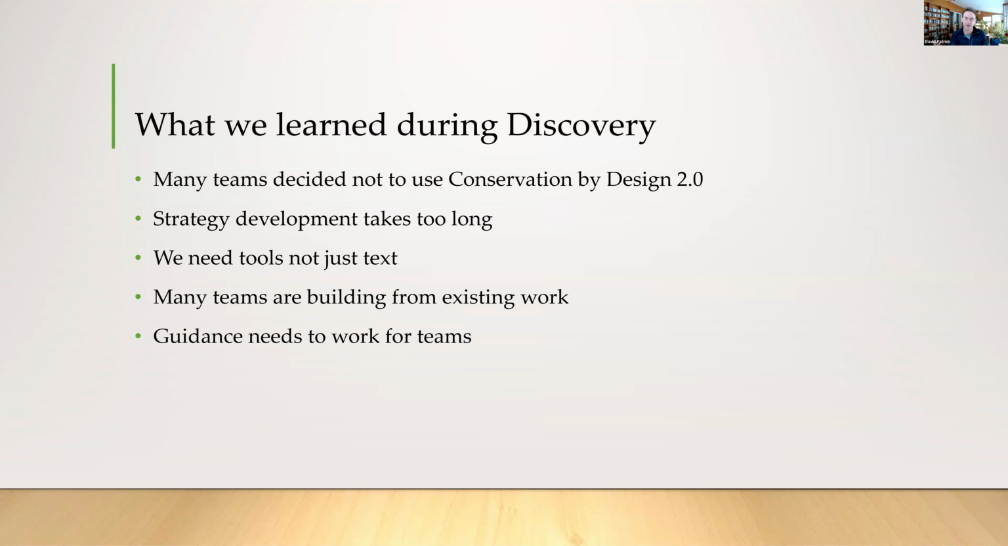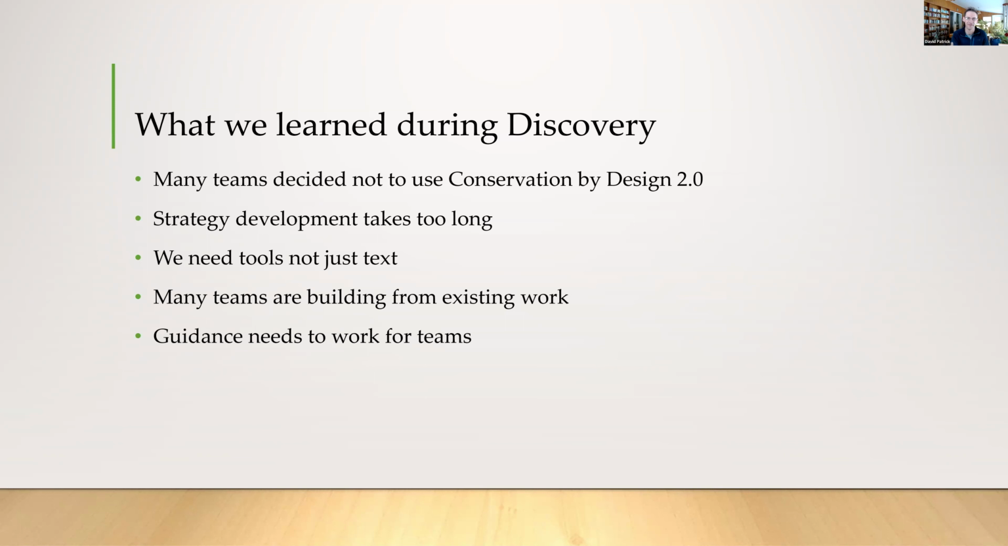So we learned a lot, as you might imagine, in that discovery process, but I'd like to pull out a few of the key points here that really informed the work to update the guidance. So the first was pretty straightforward. Many teams had looked at Conservation by Design 2.0 and ultimately decided that it wasn't fit for their needs, that it didn't work for them. One of the key reasons for that is that teams using that guidance were often spending over a year, 18 months, developing a strategy while the world changed around them. And that meant sometimes that they get to the point of implementation and their strategy would already be outdated or priorities would have shifted. And as you can imagine, that's deeply frustrating and not a great use of our available resources. So strategy development was just taking too long.